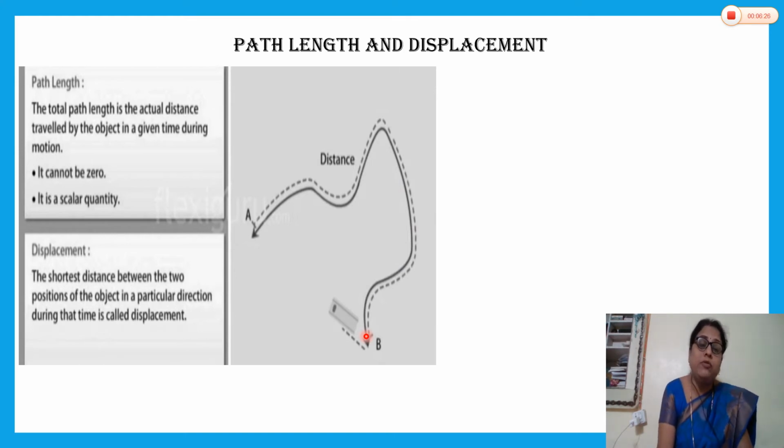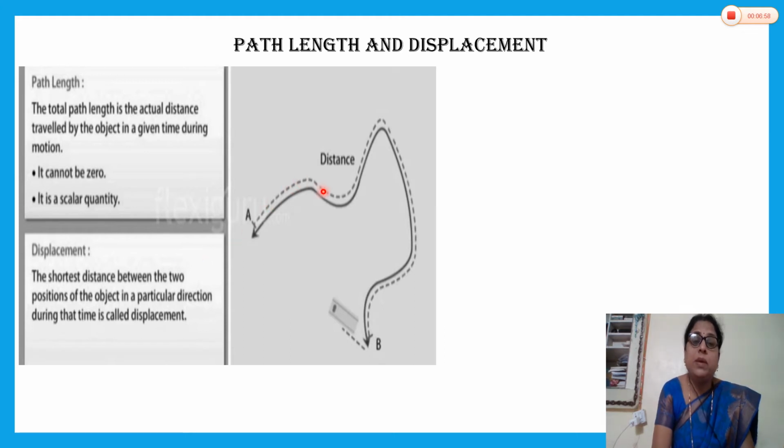But when the object moves from point A to B, what is the displacement? The displacement is nothing but the shortest distance between the two positions of the object in a particular direction during that time. That is called the displacement. What will be the shortest distance here? From point A to point B, we draw one vector from A to B, and that shortest distance gives us the displacement. Here the path length is the scalar quantity, and displacement is the vector quantity.